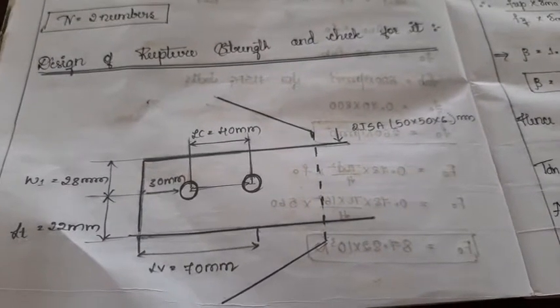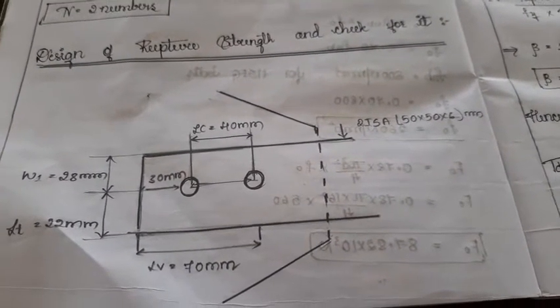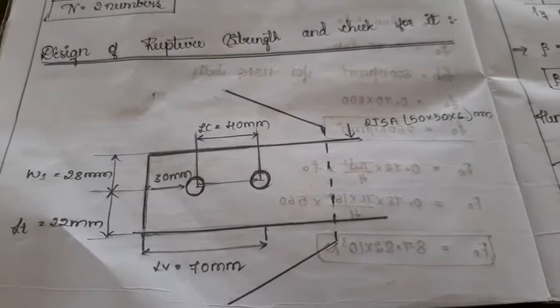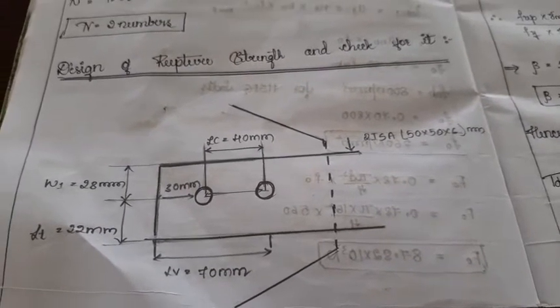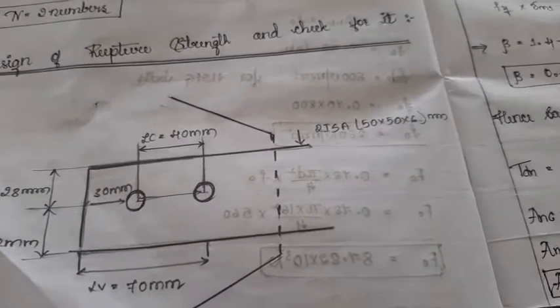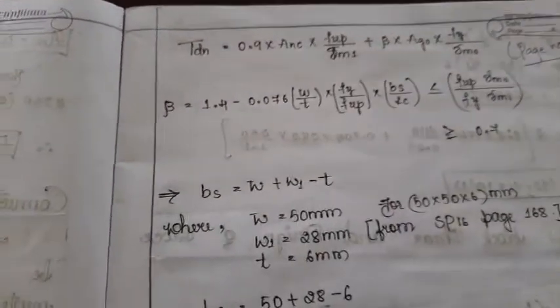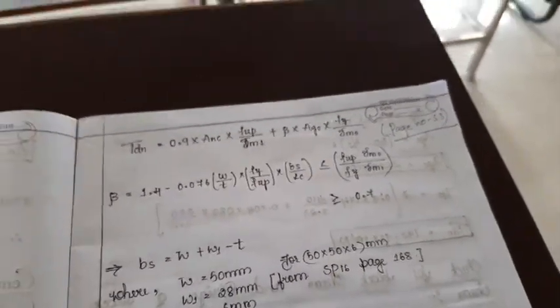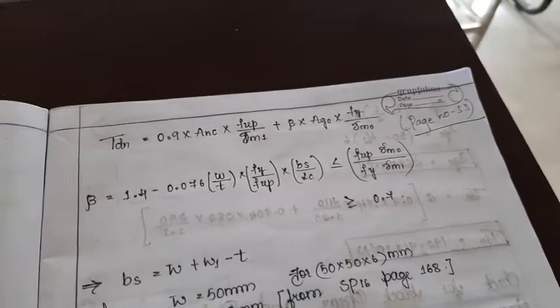In the last class we had studied about the bottom chord member. So here let us learn about the rupture strength. How do we calculate this rupture strength? For this we have a formula in the code book, that is on page number 33 of IS 800.